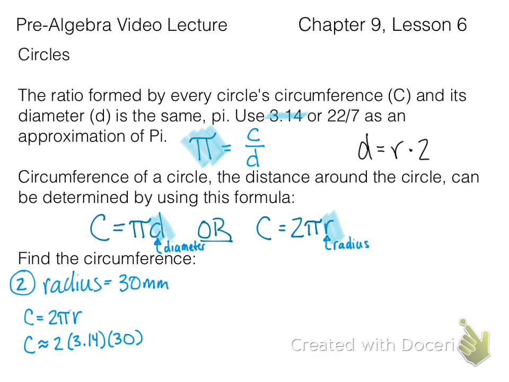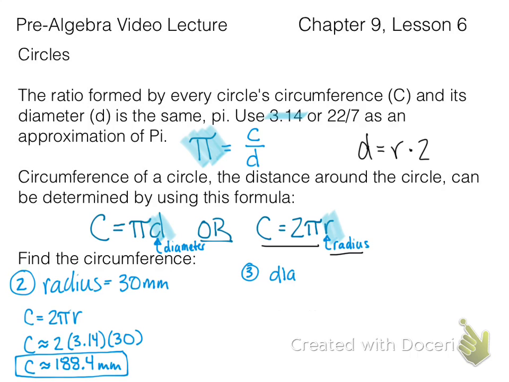All right, next problem. We have radius is 30 millimeters, but since I'm using radius, I have to use this equation right here. So it's going to be C equals 2 times pi times r, where pi is 3.14, and r is 30, which is going to give me the approximate circumference of the circle being 188.4 millimeters.